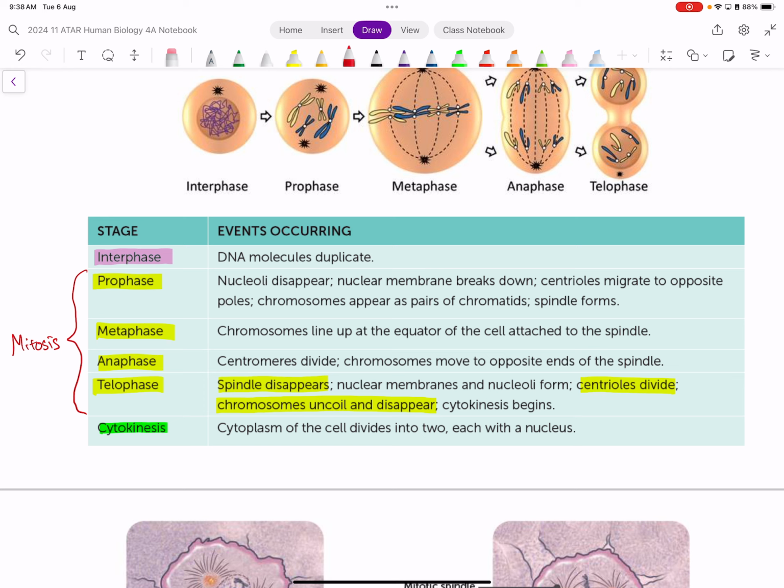Question? When it says like centrioles divide, does that mean that each cell just has one centriole, or does it duplicate? So generally we're going to have one and then it can divide in order to become multiple. Yeah.